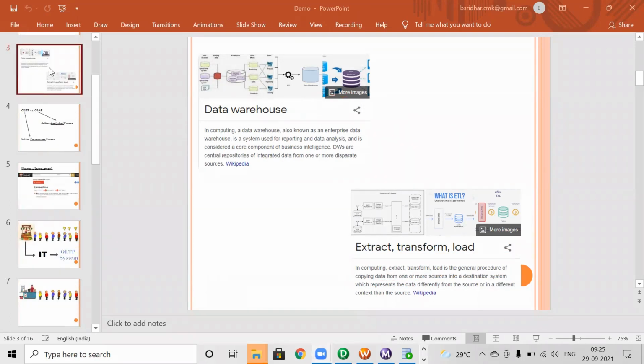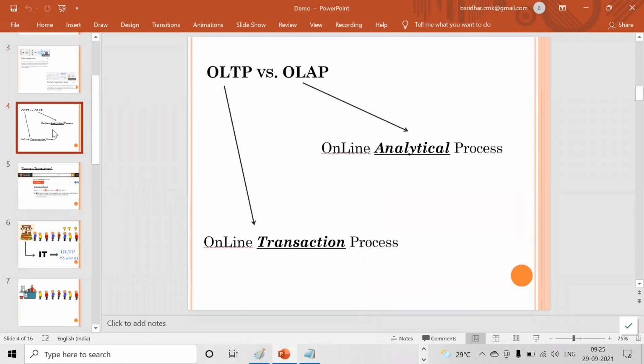Right. Now to understand these things better, we need to understand two words here. One is called OLTP. One is called OLAP. The full form of OLTP is online transaction process. OLAP stands for online analytical process. The word analytical represents analysis.